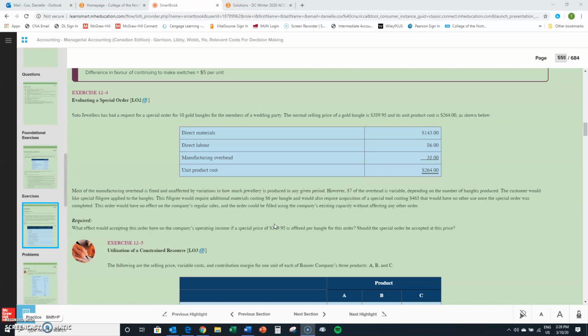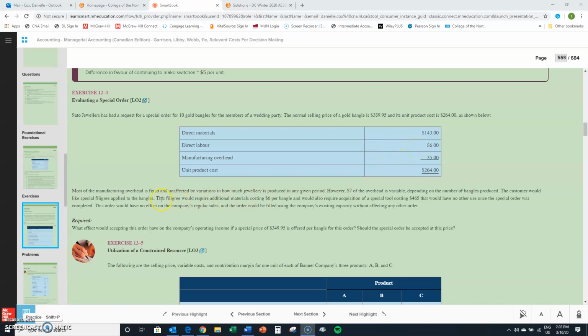Okay, so now we have to determine which amounts here are going to be relevant to our decision. So you can sell for $389.95 per bangle. Direct materials, that is going to be relevant. If we make it, we will incur it per unit. If we don't, we won't incur it. Same thing with direct labor.